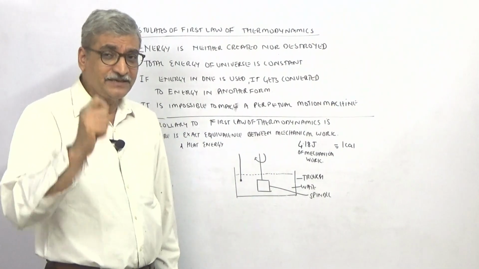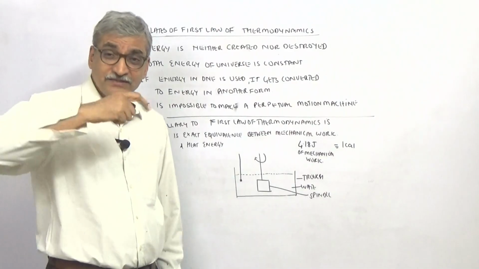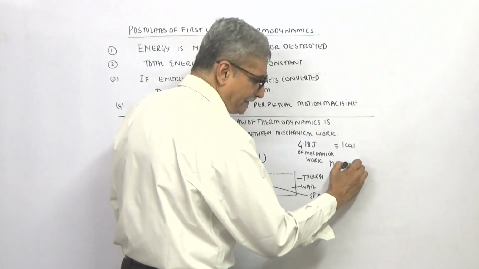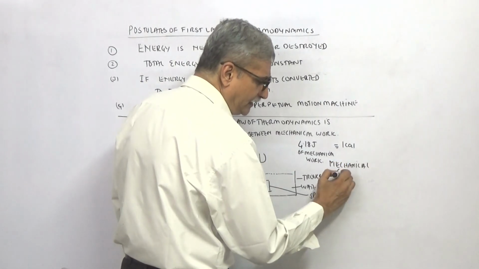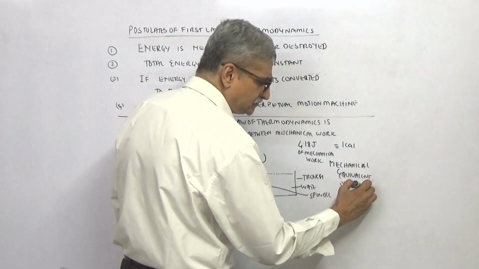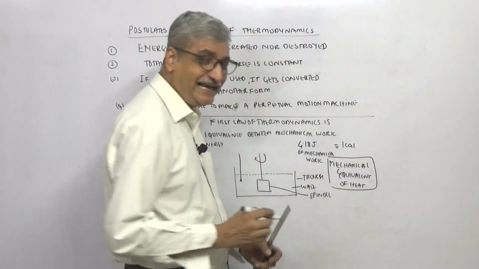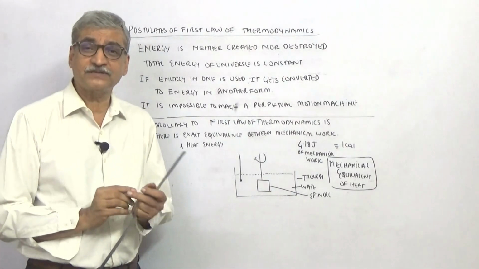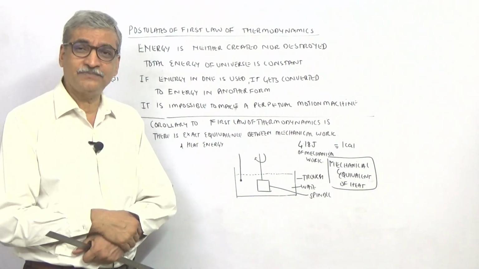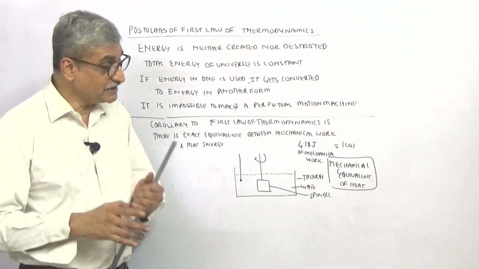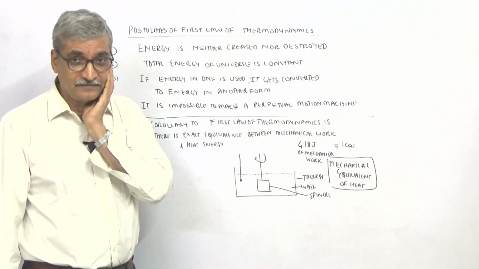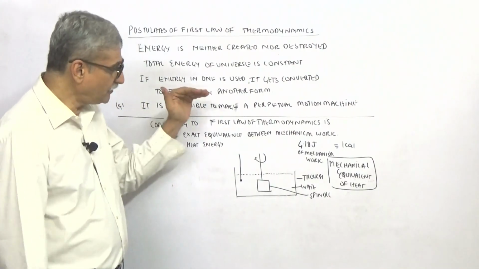So this is the experiment that he did. That's why it's called the mechanical equivalent of heat. What does this tell you? That mechanical energy will get converted 100% into heat, but heat cannot. Heat will not get converted into 100% mechanical energy. So that's why this is there. 4.18 joule is equal to 1 calorie. Is this point clear? So this was about the first law of thermodynamics.